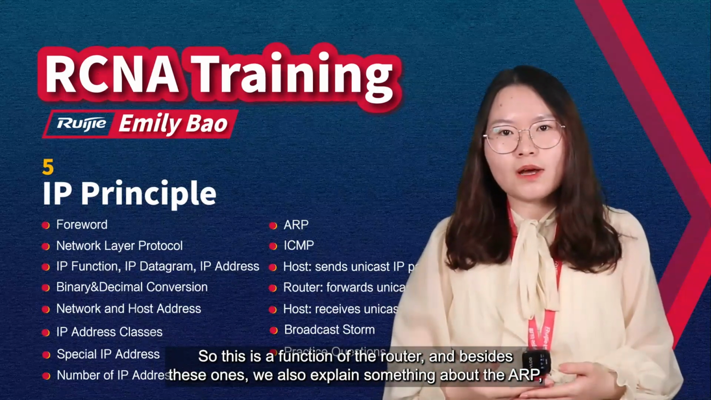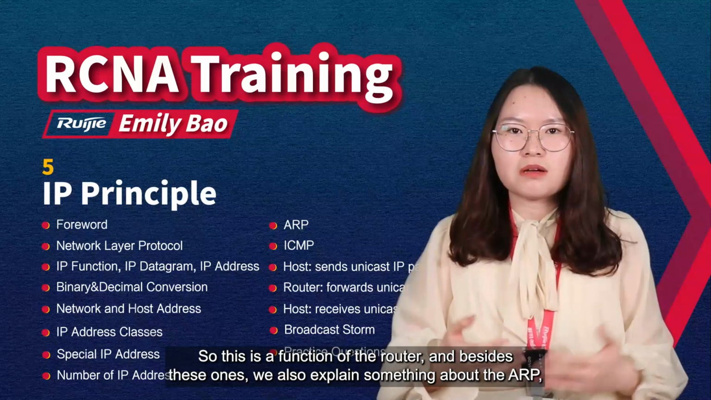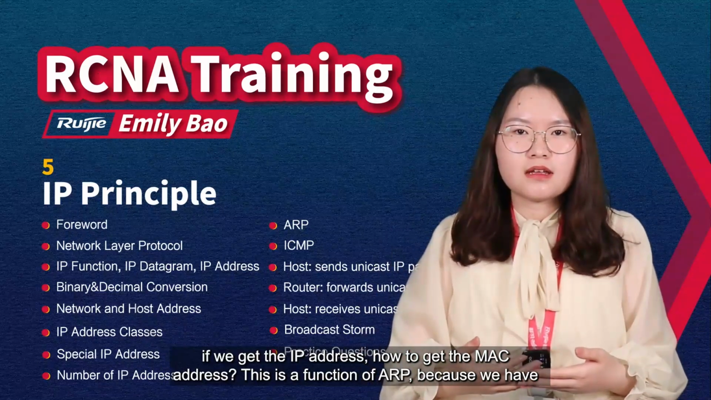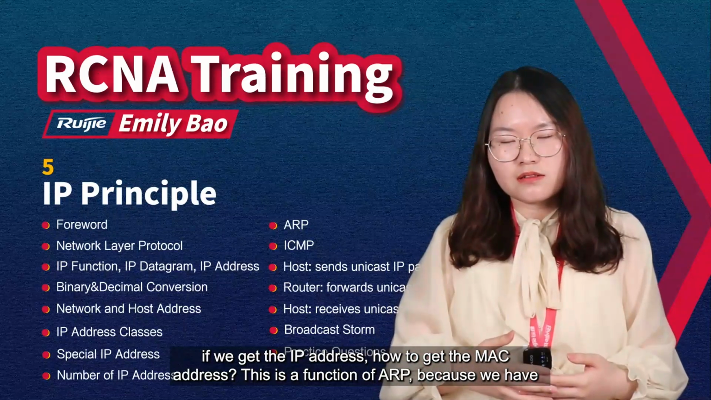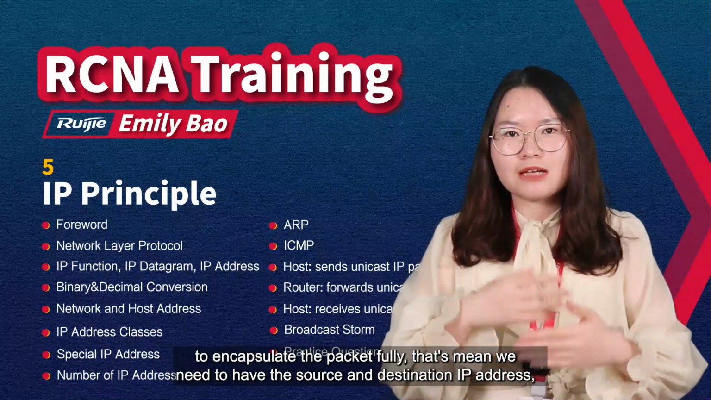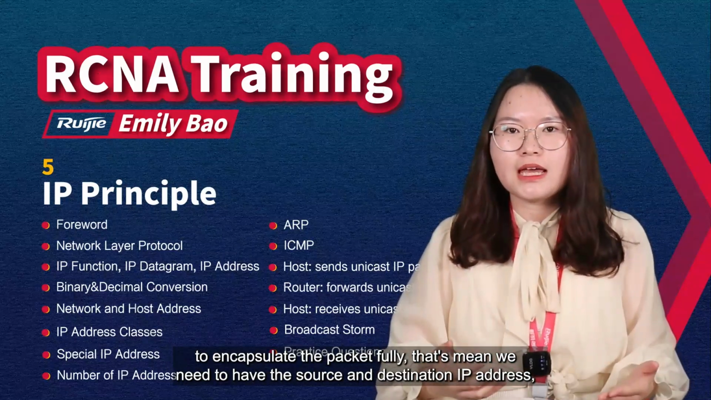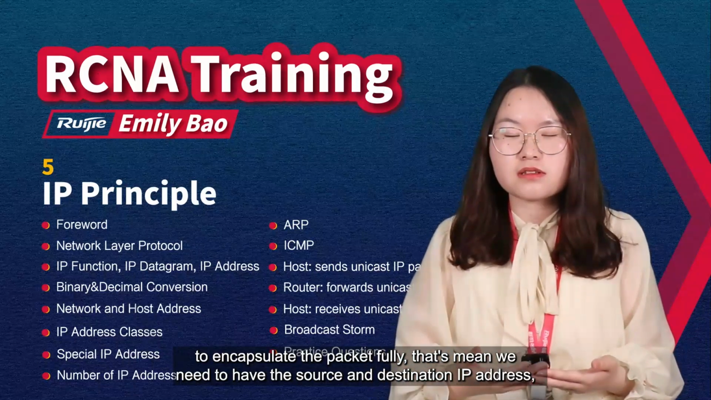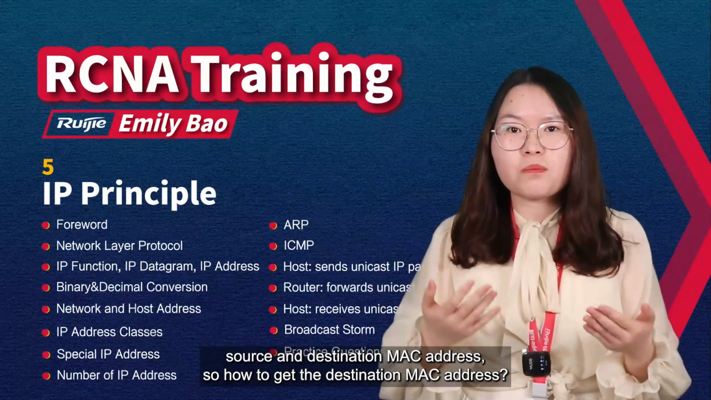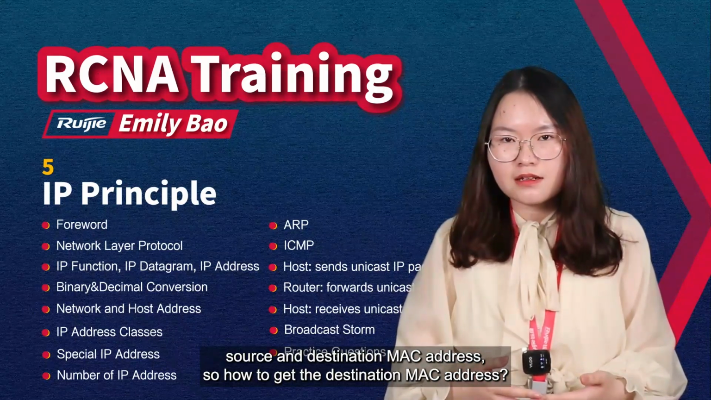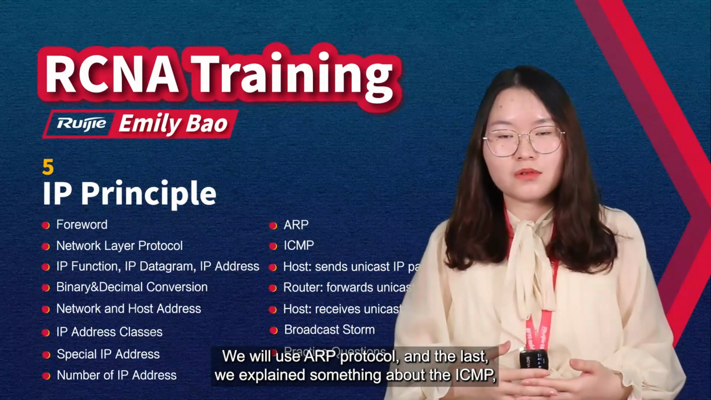And besides this one, we also explained something about ARP. If we get the IP address, how do we get the MAC address? This is the function of ARP because we have to encapsulate the packets fully. That means we need to have the source and destination IP address, and the source and destination MAC address. So how do we get the destination MAC address? We will use the ARP protocol.